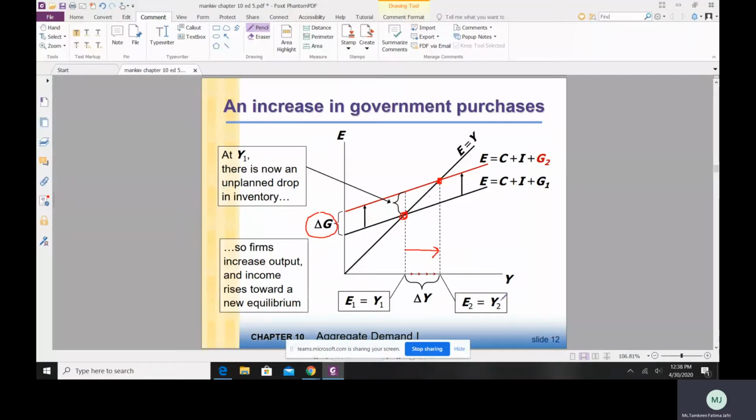So this is what is going to happen when G increases. आप देख सकते हैं, when G increases, Y will increase. लेकिन Y में जो increase होगा, that will be more than the increase in G. The reason for this is as follows.